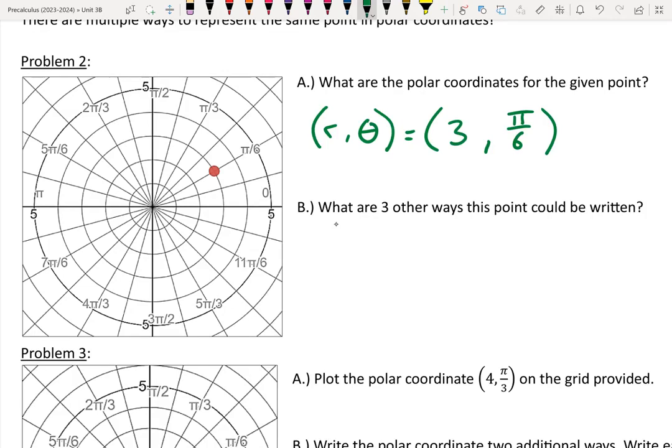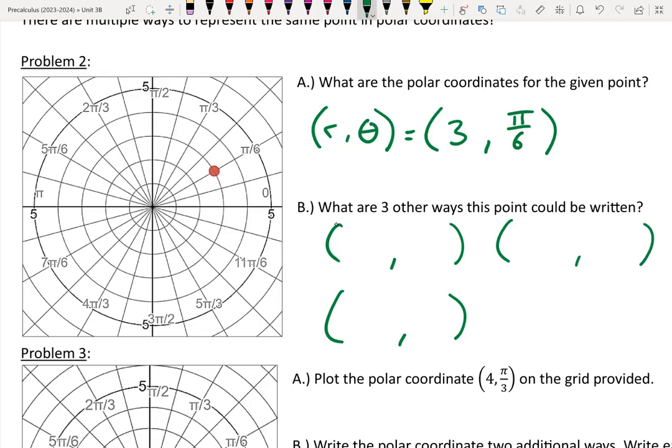Okay, part B is to think of what are 3 other ways we could write that coordinate pair, combining positives and negatives of both angles and the radius. So how else could we write that exact same point? I want you to think about it.